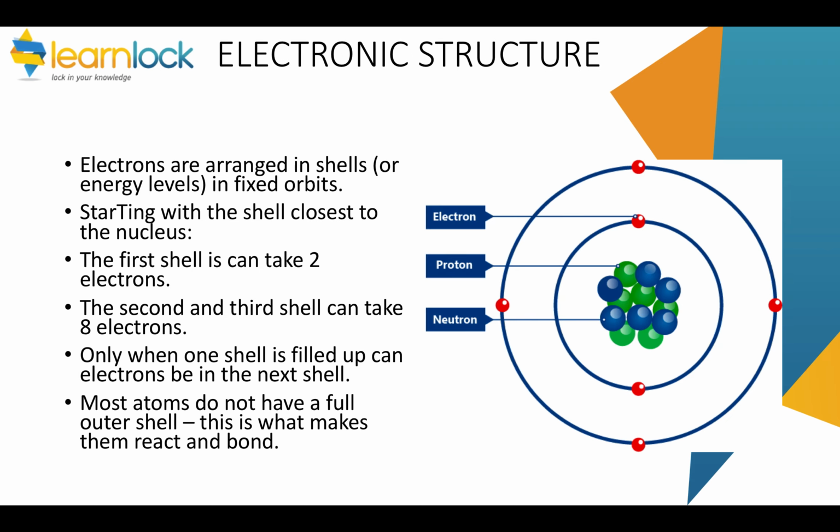So let's look at electronic structure. How are the electrons in the shells or orbits arranged? Sometimes you can call them energy levels as well. Well, starting with the first shell, that can take 2 electrons. The second and third shell can take up to 8 electrons. And the rules are that you can only go on to the next shell when the previous shell has been filled up. Most atoms don't have a full outer shell, and that's what makes them react or bond. Apart from elements that are in group 0 of the periodic table, they have a full outer shell, so they don't bond.